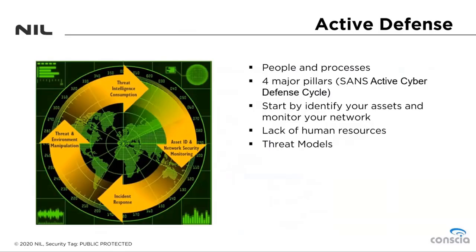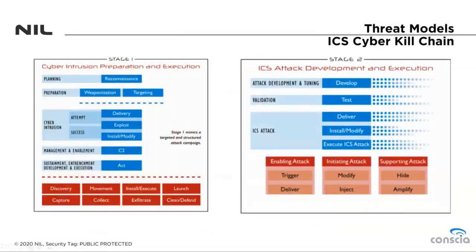But for me, most importantly is this one, which is asset identification and network security monitoring. Once you know what your assets are, you identify the communication patterns between them, and then you can define what's normal and what's abnormal behavior. So if we want to start, we should start here, and of course other pillars are also important, but we should start here. And in active defense, we also use threat models.